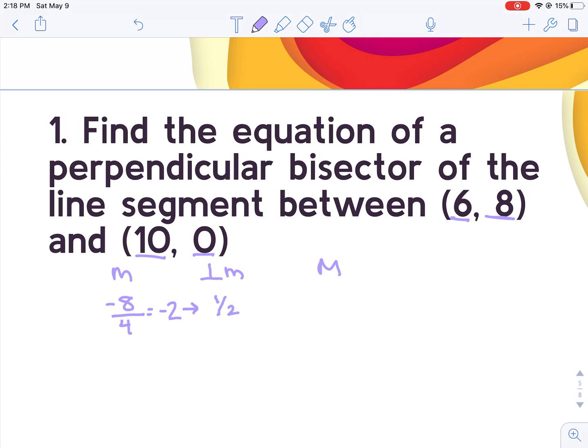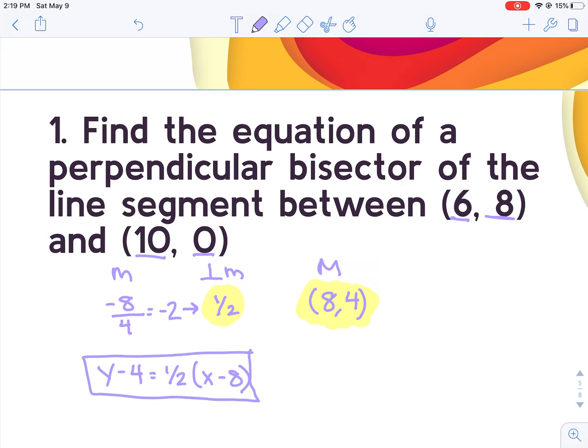Now I'm finding the midpoint. So 10 plus 6 is 16. Cut in half is 8. 8 plus 0 is 8. Cut in half is 4. I'm going to plug in this slope and this point into point slope form. So I get y minus 4 equals 1/2 times x minus 8. And I don't need to clean it up or distribute at all. I can leave my answer just like that.